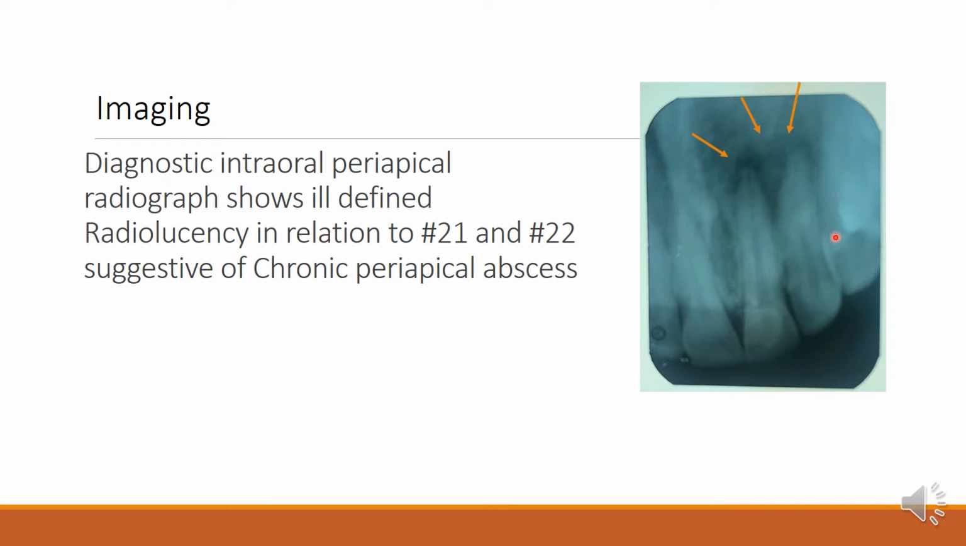at the apex. So, clinically only 2-1 was discolored and 2-2 was not really showing any discoloration. Yet on the imaging we could see that both the roots of the 2-1 and 2-2 were involved with the periapical abscess.